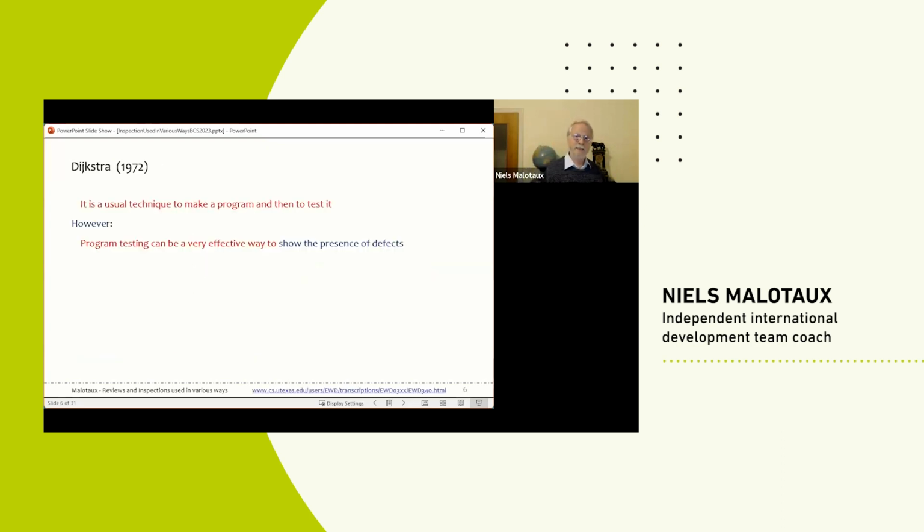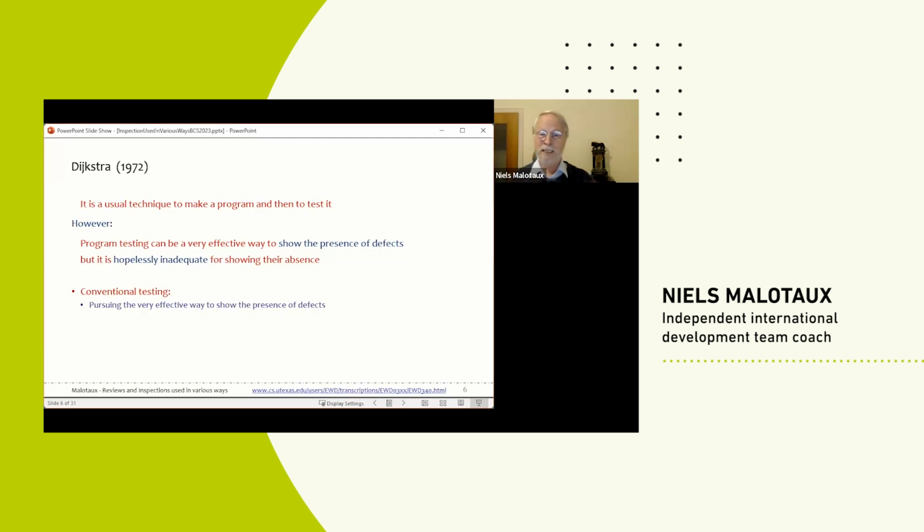Now, Dijkstra, the first programmer of the Netherlands, he called himself, he said, it's a usual technique to make a program and then to test it. But program testing can be very effective to show the presence of defects. But it's hugely inadequate for showing their absence.